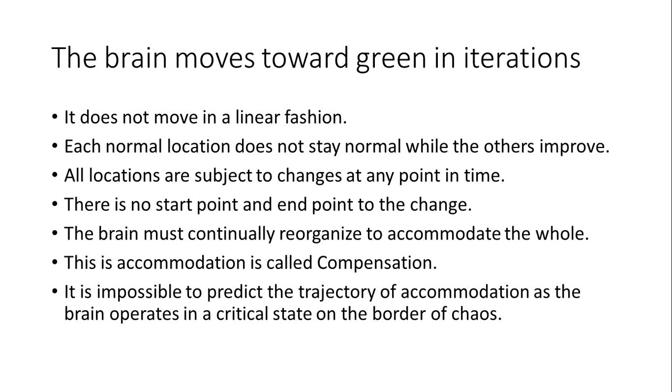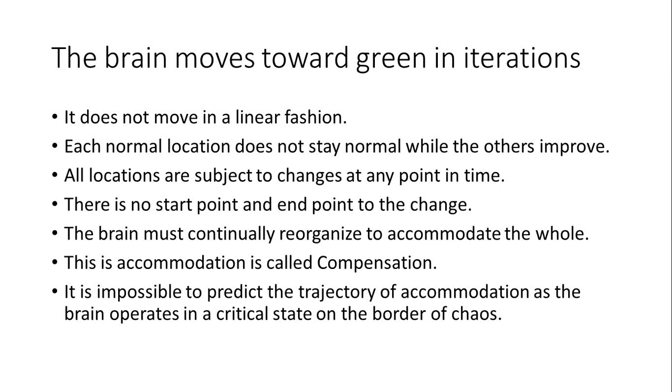And this has been repeatedly made an important point in the neuroimaging community. Honey et al. wrote a significant amount on this point, that the brain is going through iterations. There's no beginning and end to the iterations. So the brain must continually reorganize to accommodate the whole. This accommodation in our system is called compensation, based on the research at Harvard University that we've talked about again and again and again. Compensation is the flip side of plasticity.